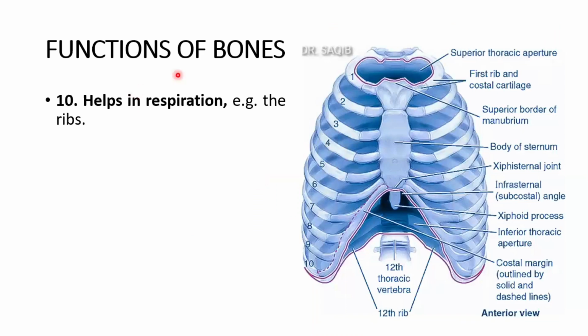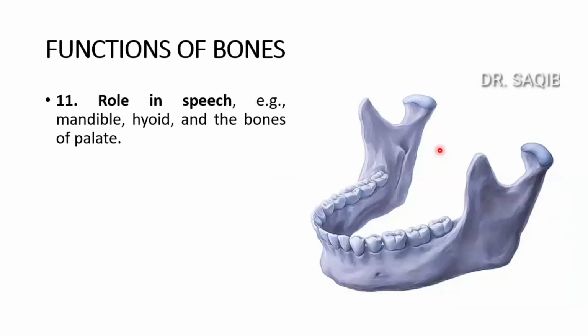So the functions continue. Helps in respiration, for example the ribs. These are the ribs. The total number of pairs of ribs is 12, and up to 10 they are labeled. This is the anterior view. This is the sternum, and the ribs are attached to that. They help in respiration. So the functions of the bones continue.